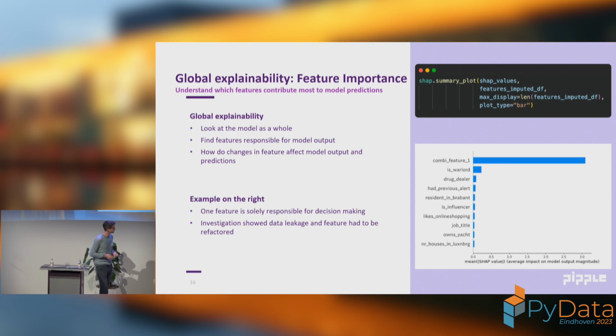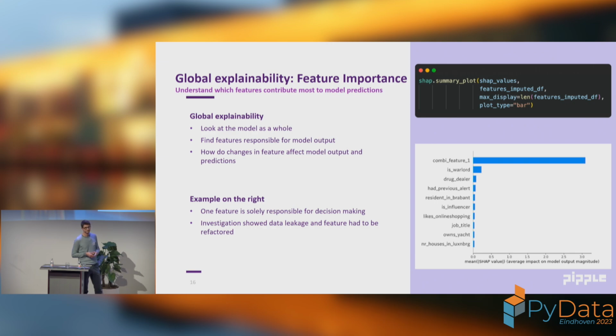And then on the right-hand side, you see a graph with all the features. There's some combi feature, then maybe we know for a customer, is he a warlord, drug dealer. Brabantians are quite famous for drug dealing and money laundering, so it's important to monitor. But what you see in the end is the SHAP value for the first feature, this combi feature, is huge compared to anything else.